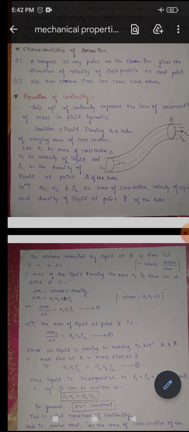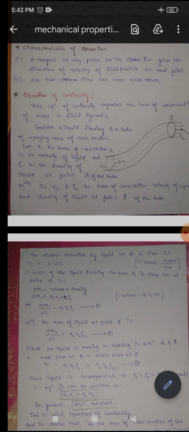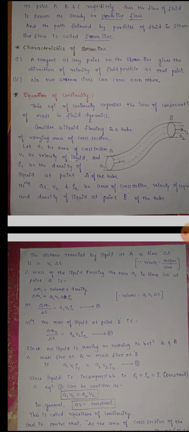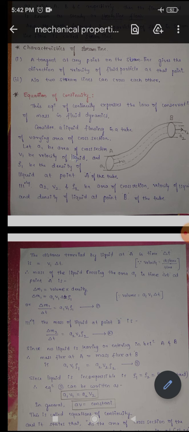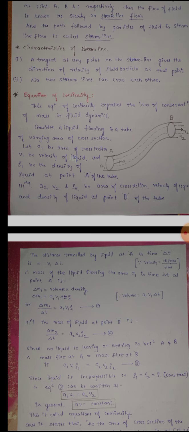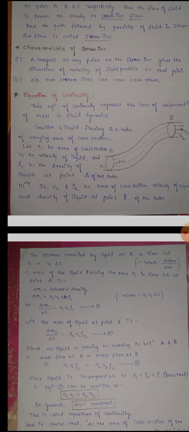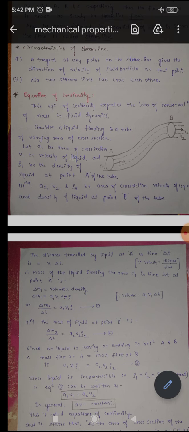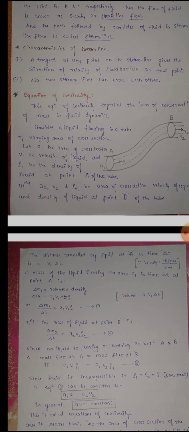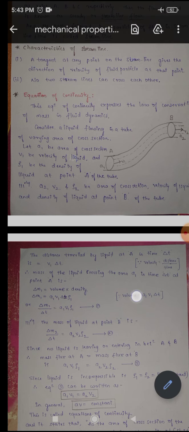So let us consider at the point A, let A1 be the area of cross section, V1 be the velocity of the liquid at the point A, and ρ1 be the density of the liquid at the point A. While at the point B, A2 is the area of cross section, V2 is the velocity of the fluid, and ρ2 is the density of the fluid.